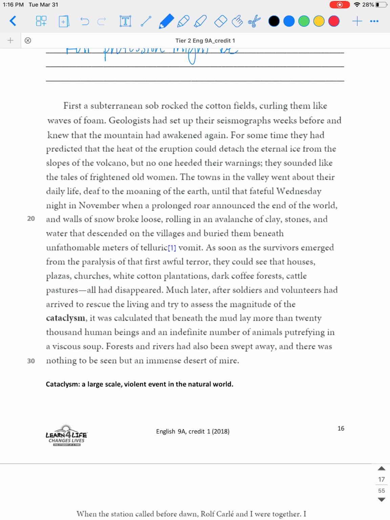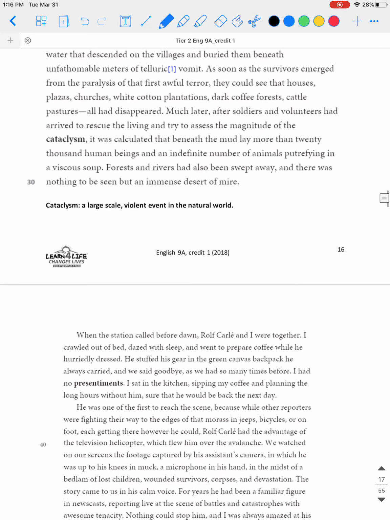Forests and rivers had also been swept away, and there was nothing to be seen but an immense desert of mire.